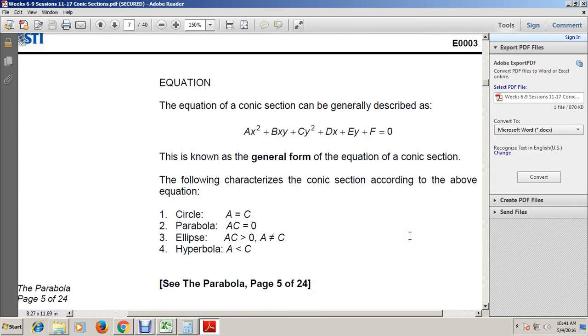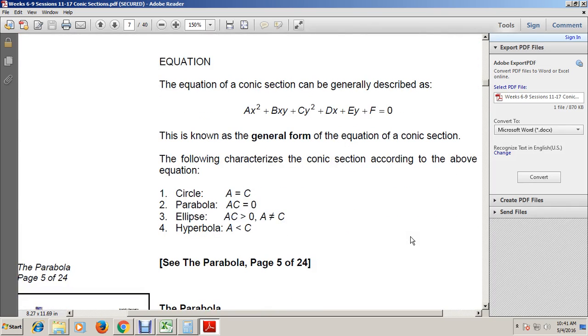The equation of a conic section can be generally described in the form of ax squared plus bxy plus cy squared plus dx plus ey plus f, and is known as the general form of the conic section. Now, of course, a, b, c, d, e, and f are constants, whereas x and y are considered as the variables, the independent and the dependent variable.